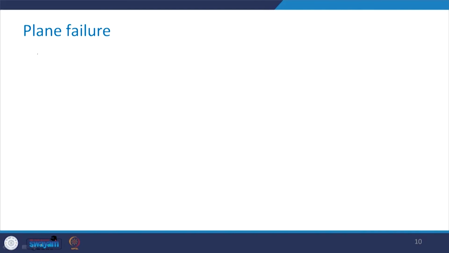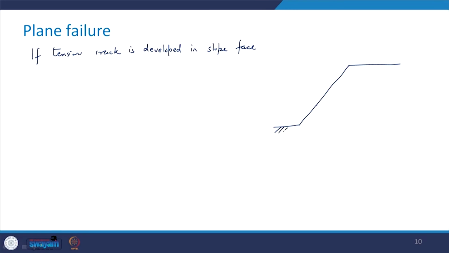In case the tension crack is developed in the slope face, that means, let us say this is your slope face and some discontinuity is there, and instead of having the crack here, now the tension crack is appearing, let us say here like this, on the slope face. Then what will happen?